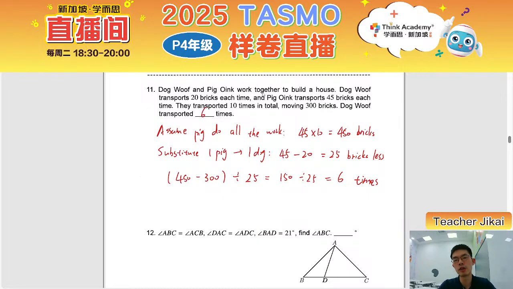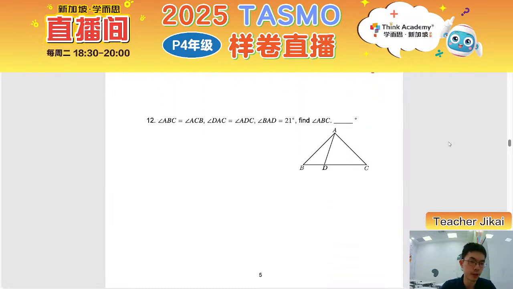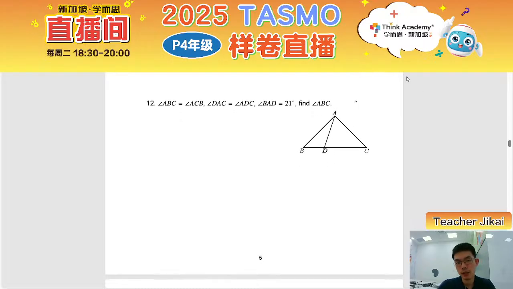Or you can use algebra to solve it, but due to the time, we just give you one method. You also can use algebra. It's also okay.